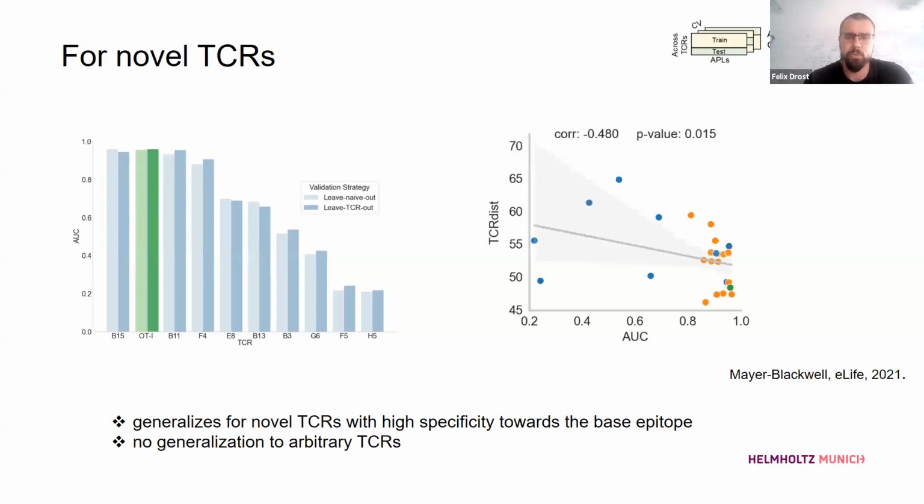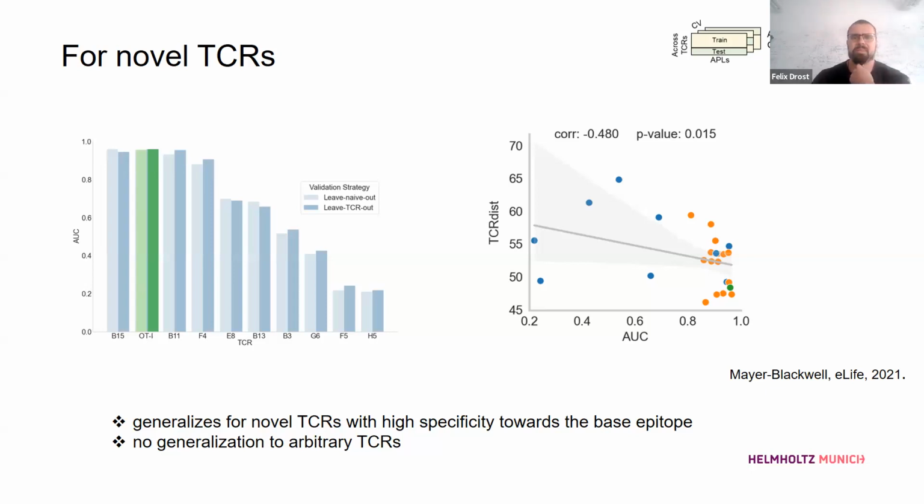And this also relates to the distance of the receptor to the remaining repertoire. We measured the distance using the TCRdist algorithm and saw that the performance of our predictors correlates negatively with the distance to the repertoire. So unfortunately, we cannot generalize to an arbitrary TCR, but if the TCR is reasonably similar and recognizes the base epitope to a high degree, then we can generalize to these TCRs.